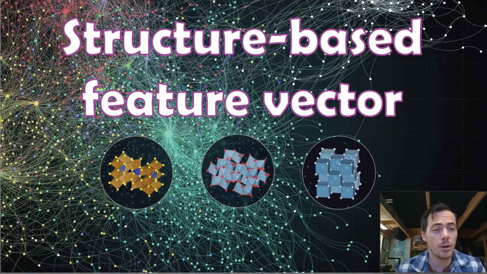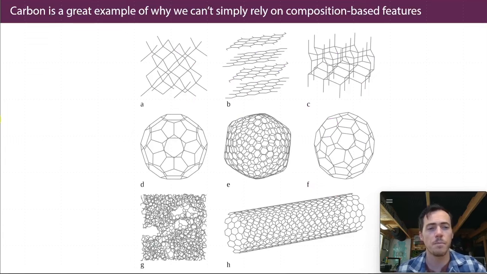Last time we were talking about the composition-based feature vector, and it's fantastic. It's a really great way to add information to our machine learning model from chemical insight. But it doesn't tell the whole story, and that's why today we have to talk about the structure-based feature vector as well. Now, why? Let's start with this slide.